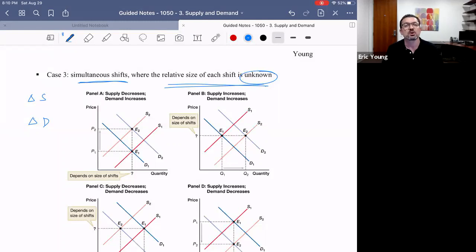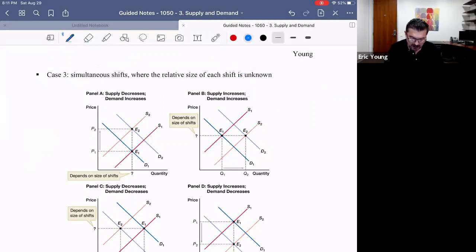Whenever the magnitude is unknown, one of your two variables, either the price or the quantity, is going to be uncertain. In other words, if you're not given the magnitudes, you're going to have to end the analysis with one variable being defined certainly and one variable being what we call in economics indeterminate. Okay, let's clean this up a little bit.